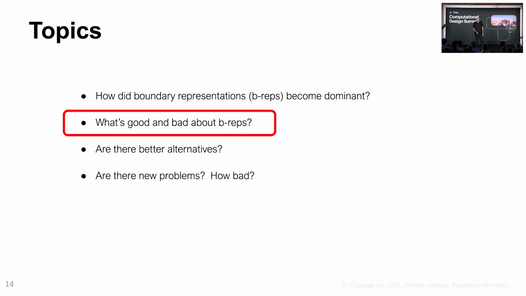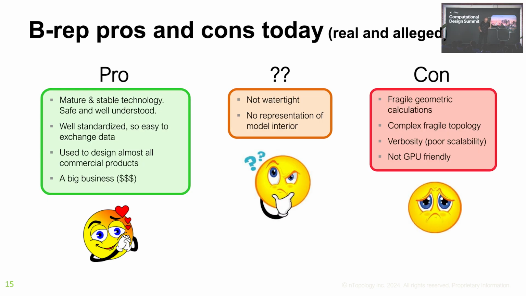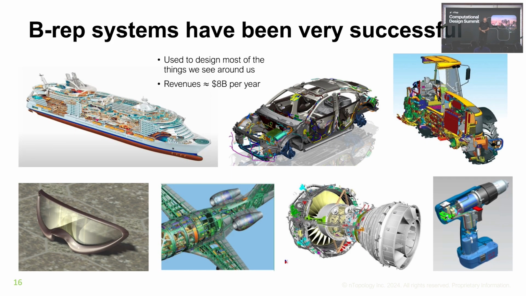Is that good or bad? Well, there's various pros and cons of boundary representations. I don't have time to talk about all of them, but I'll talk about some of the more interesting ones. The first thing is BREP systems were fabulously successful. You can look around you and pretty much everything you see will have been designed in a BREP CAD system. And CAD vendors make huge amounts of money selling this stuff. And I've personally made quite a bit of money selling this stuff, so good.